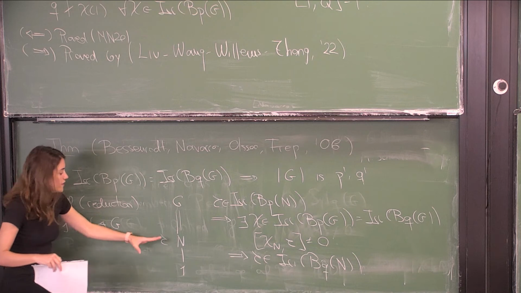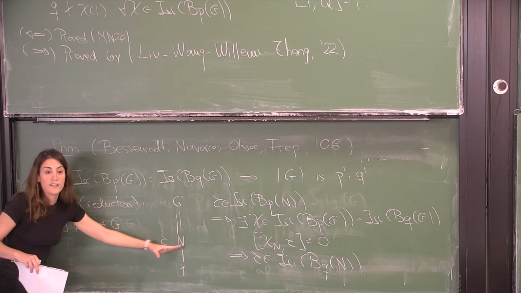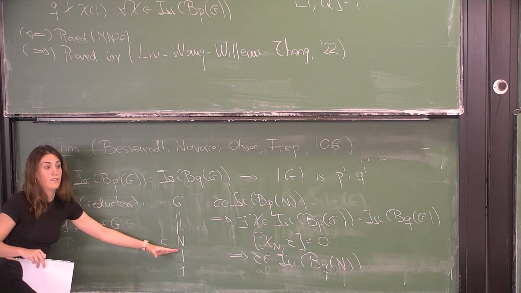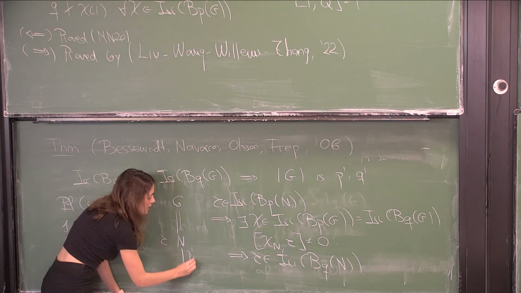Okay, so we have the hypothesis for N, and now by induction, what we can say is that the order of N is not divisible by P nor Q. This is P prime.